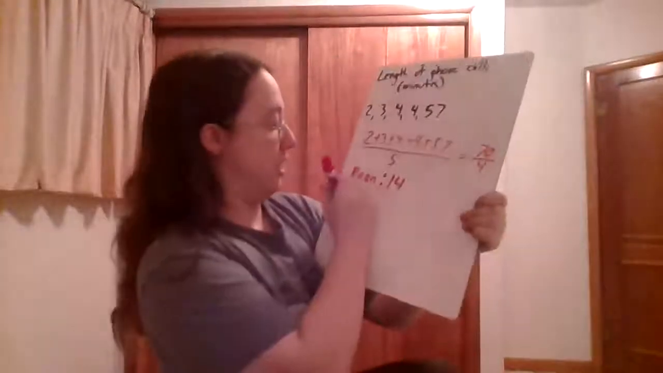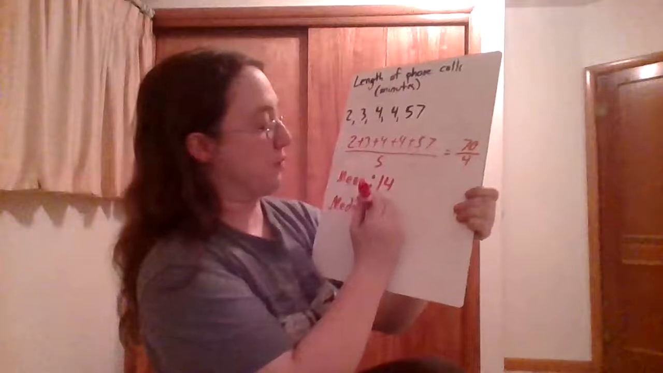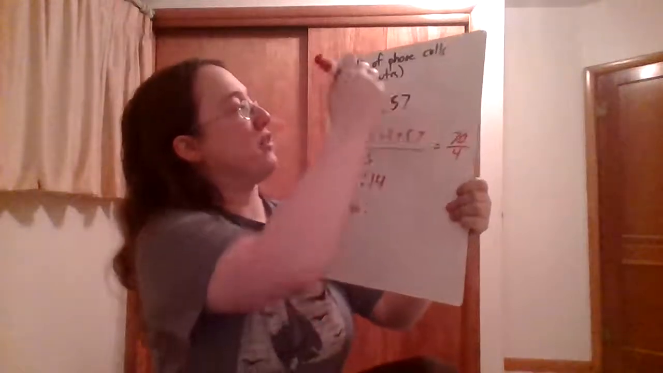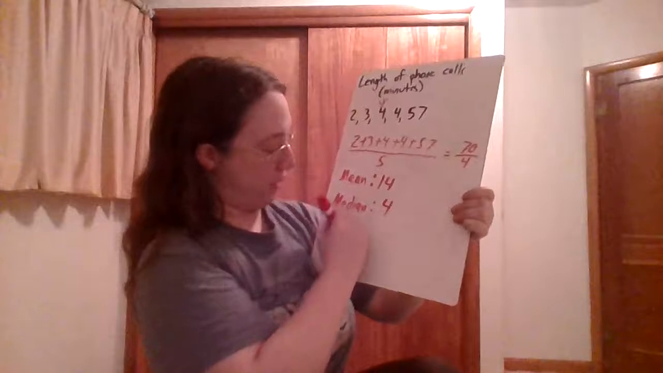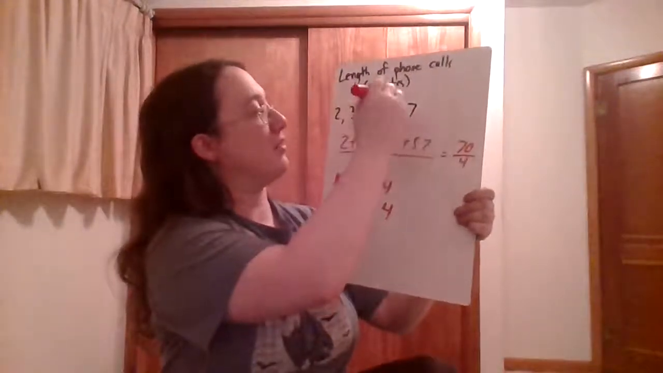So that's our mean. Our median, we said, is the one that's in the middle if they're in order from biggest to smallest or smallest to biggest, which conveniently they already are. So we got 2, 3, 4, 4, and 57. So 4 is the one that's right in the middle, which also happens to be our mode because that's the only one that's repeating.